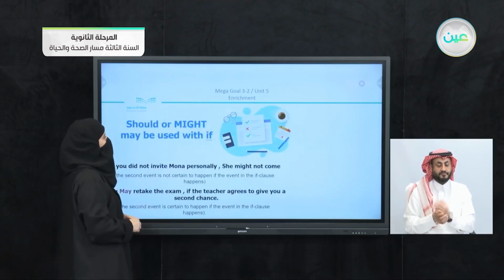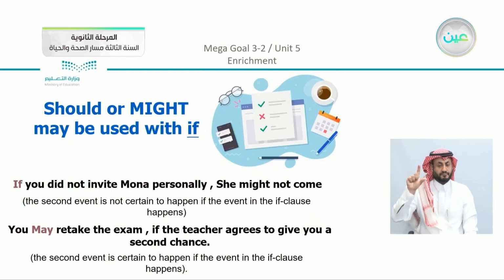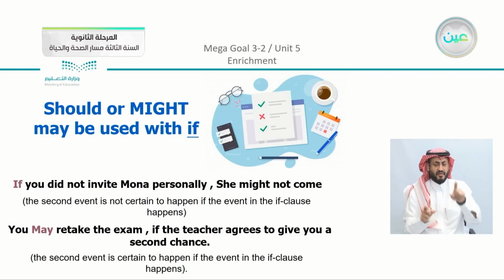Now, "should" or "might" may be used with "if." You can remember that we took this structure also. We have "If you do not invite Muna personally, she might not come." So we have something that may or might happen, but with a condition. Here the second event is not certain to happen if the event in the "if" clause happens. And in the second example, "You may retake the exam if the teacher agrees to give you a second chance." Here also, the second event is not certain to happen if the event in the "if" clause happens. So you can see that we have conditional sentences here.